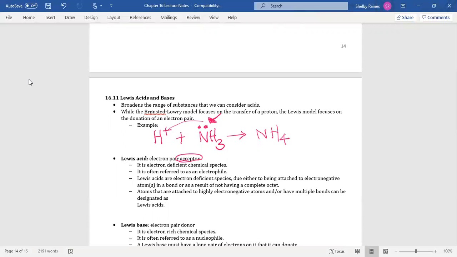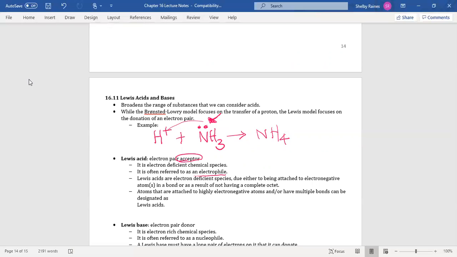It is an electron deficient chemical species. So it might have a plus sign. It might be a positive charged ion. Or it could be one of our elements that have an incomplete octet, like beryllium and boron. They only like 6 to 4 electrons. We call Lewis acids an electrophile, and if you're going on to organic, you will learn a lot about electrophiles.